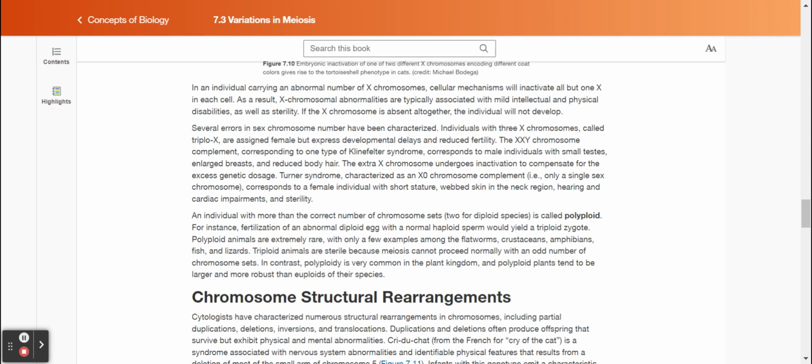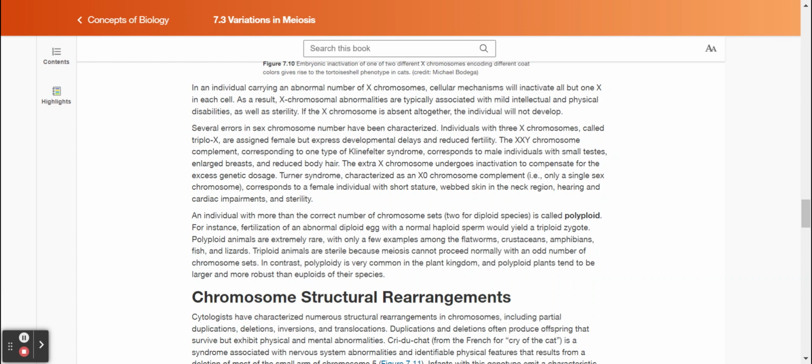Individuals with 3 X chromosomes, called triplo X, are assigned female but express developmental delays and reduced fertility. The XXY chromosome complement, corresponding to one type of Klinefelter syndrome, corresponds to male individuals with small testes, enlarged breasts, and reduced body hair. The extra X chromosome undergoes inactivation to compensate for the excess genetic dosage.